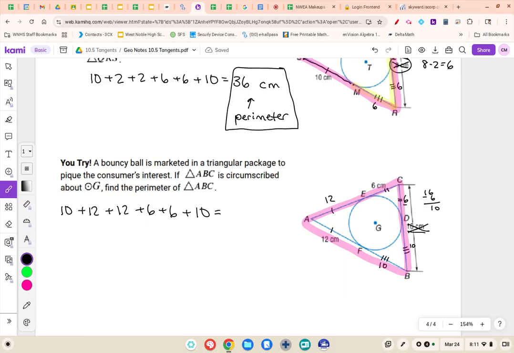And when I do this addition, I get that my perimeter is 56 centimeters. So we used our newest theorem there to figure out the perimeter of these triangles.